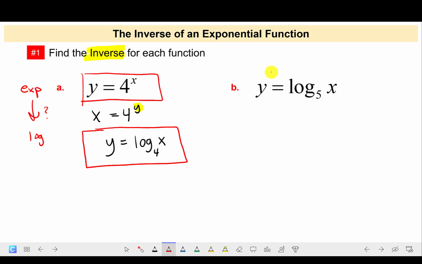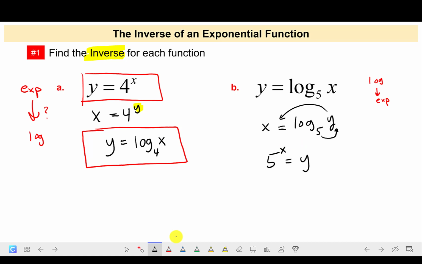Okay, so let's go over here to this one. The same idea here, as if we were going from log to exponential. Here we go, I'm going to switch these, right? Log base 5 of y. And now it's going to be 5 raised to the power of y, right? 5 raised to the power of y returns x. And so where does that x go? There. So now we have that as our inverse. Pretty easy.